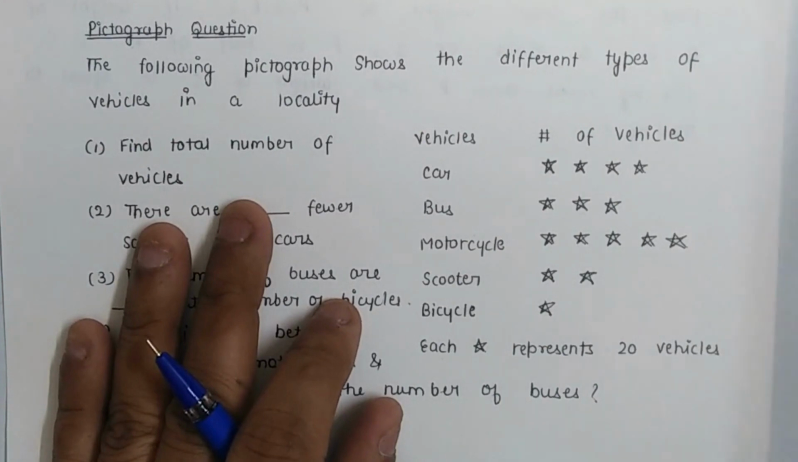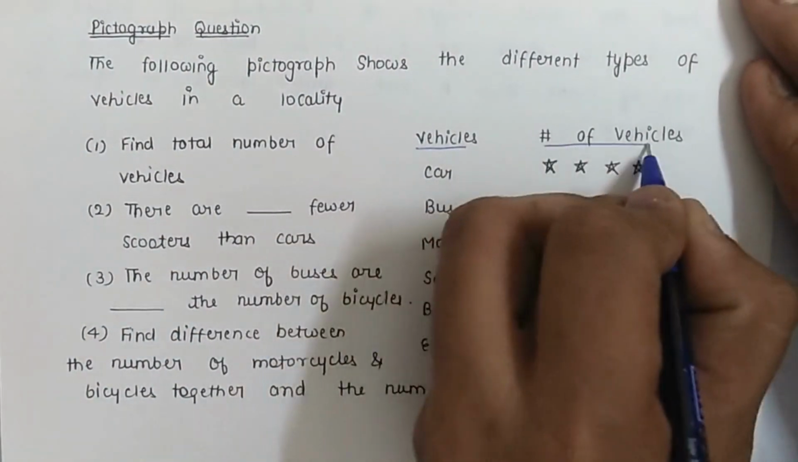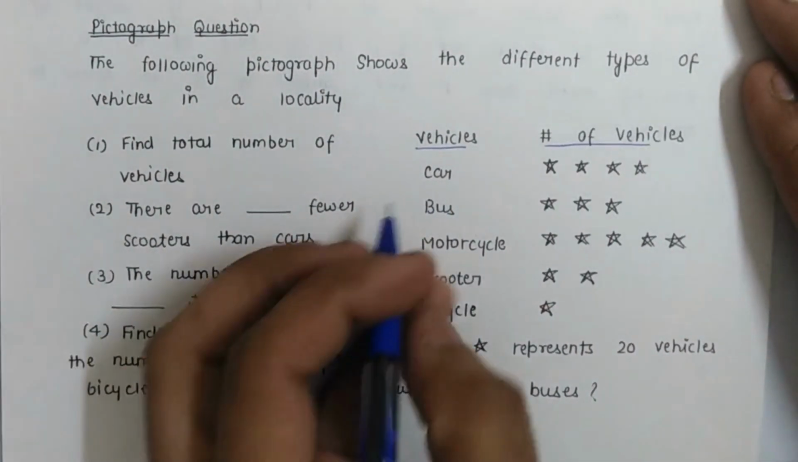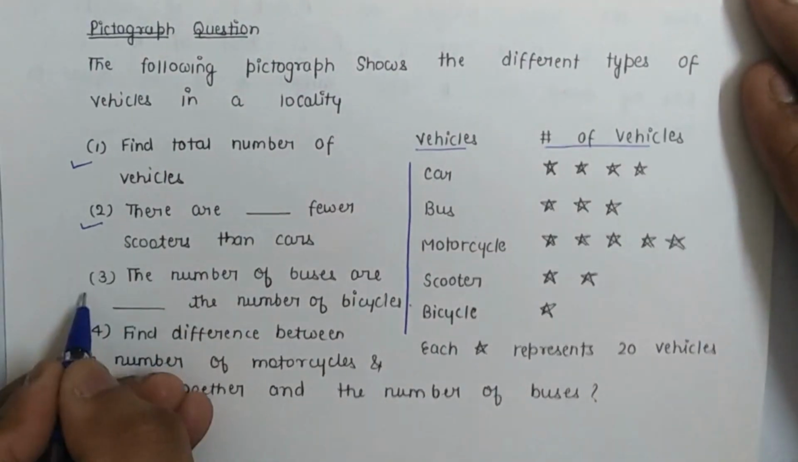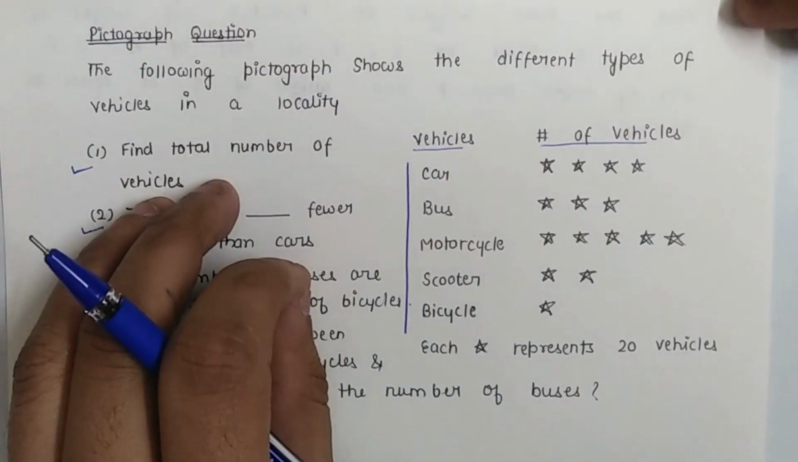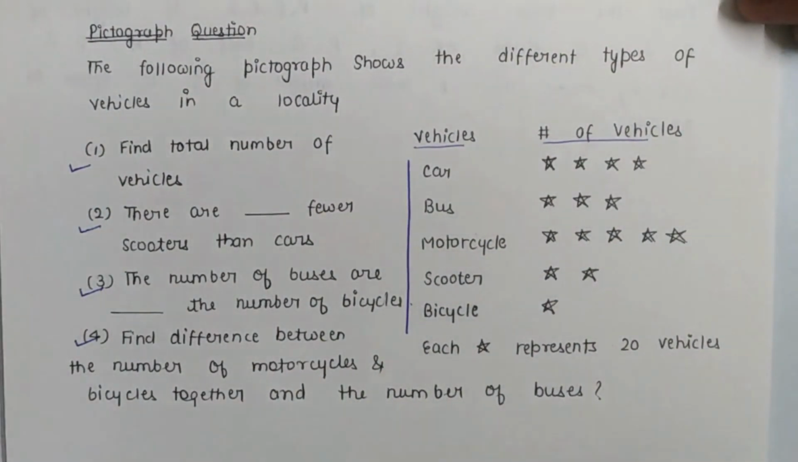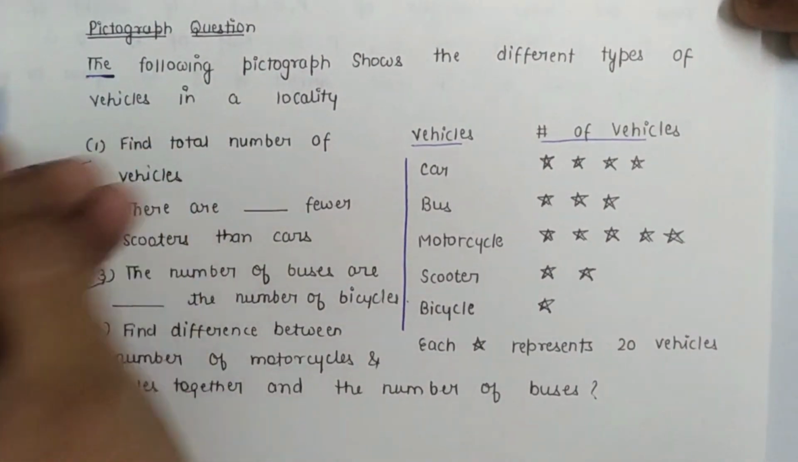Today we are going to solve one pictograph question. This is a pictograph, and based on this information we have to solve the questions which are given here. So let's start. If we take a look at the pictograph very carefully, let's read what the information is saying from the initially.